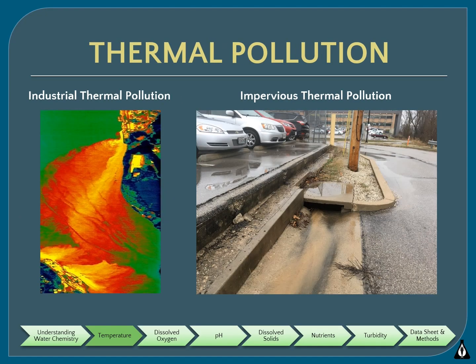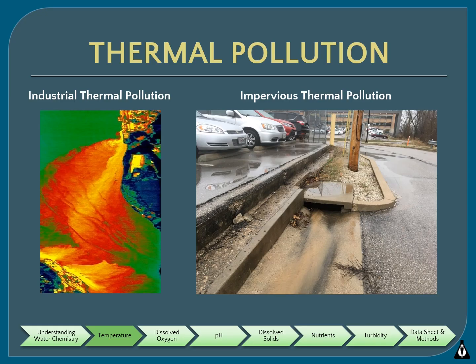Another way that humans can impact water temperature is by industrial thermal pollution. This is any industrial or power plant that discharges water into a stream that's warmer than the stream itself. And also, you have impervious thermal pollution. This is whenever water is entering a stream after it's hit an impervious surface that's pretty warm, and it increases the temperature of the water before it runs into a stream.